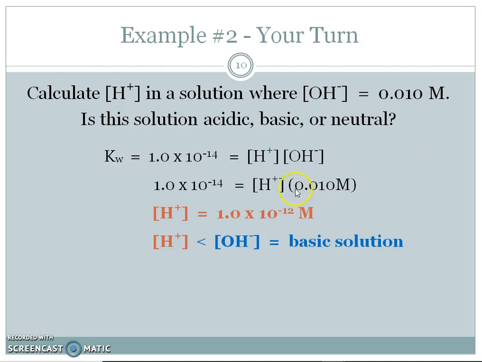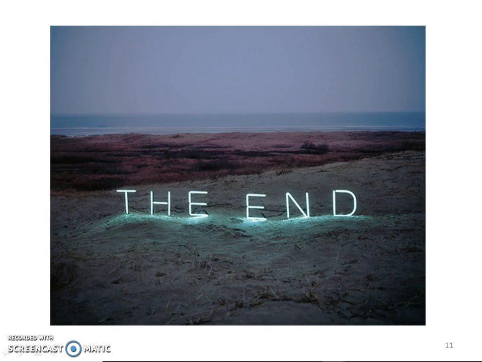Hopefully that makes sense to you. So H+ having a negative 12 is going to be a lot smaller than the 1.0 times 10 to the negative 2, if you want to rearrange this into scientific notation. So your OH- is greater, so it's going to be a basic solution. See you in class.